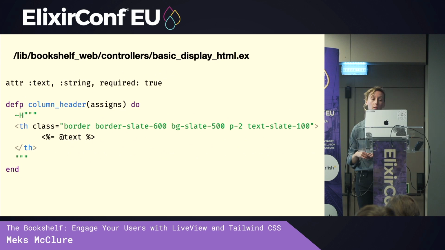Phoenix provides us with the ability to define reusable function components with HEEx templates. A function component is a function that receives an assigns map as an argument, and it returns some dynamic markup built with the H sigil. And Elixir code can be written within it using interpolation, and she'll use the @text to access the key that's defined inside the assigns.